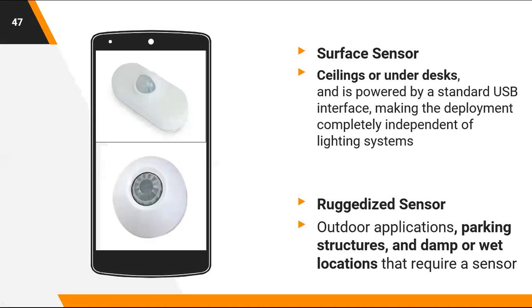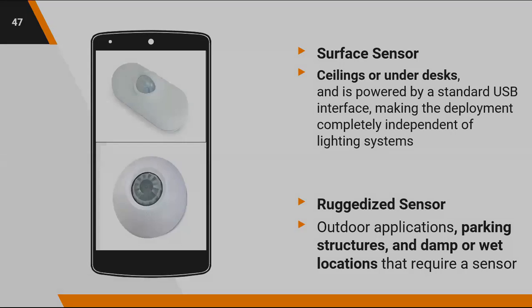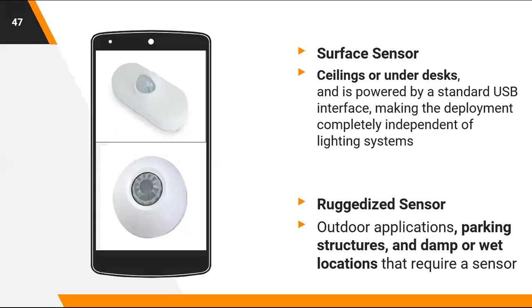I have taken two examples here. The major subdivisions of your light sensor are around 7 to 8, and I have taken only two here. The first subdivision of your light sensor is the surface sensor. The second one is the ruggedized sensor.